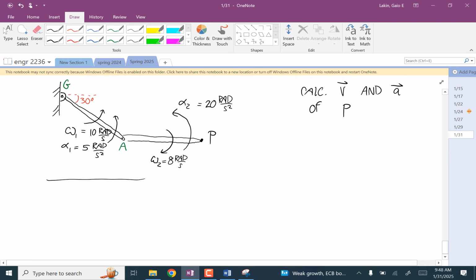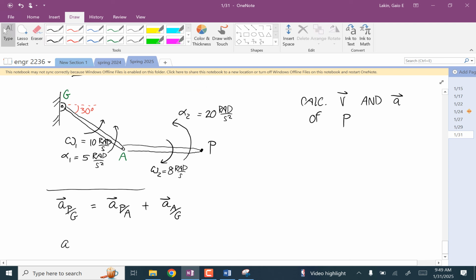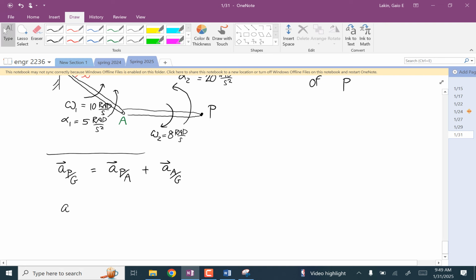Okay? So, using the relative motion equations, the acceleration of P relative to the ground, which is what we want, is equal to the acceleration of P relative to A plus the acceleration of A relative to the ground. And now we're going to use circular motion to calculate these individual parts. So first, let's calculate the acceleration of P relative to, no, let's do the other one first. The velocity and acceleration of the point P at the end. So let's calculate the acceleration of A relative to the ground first.